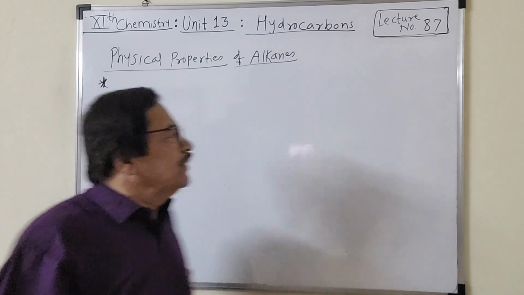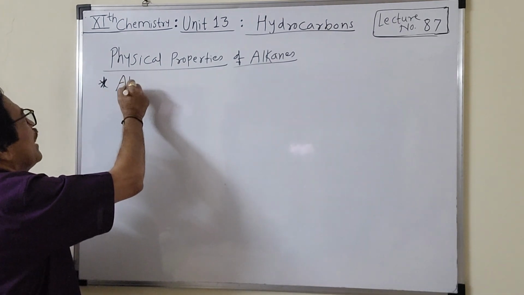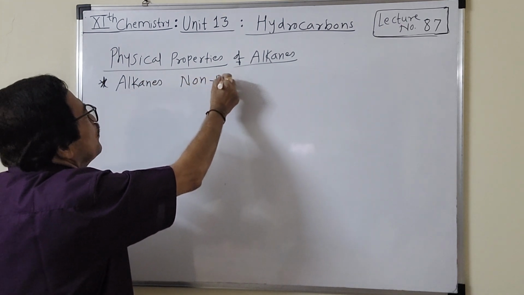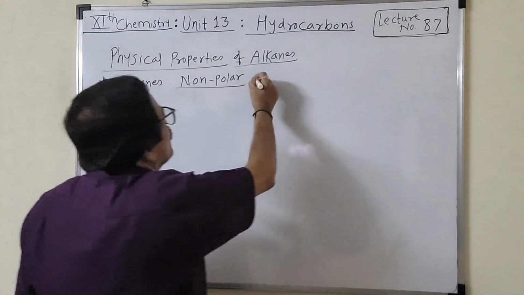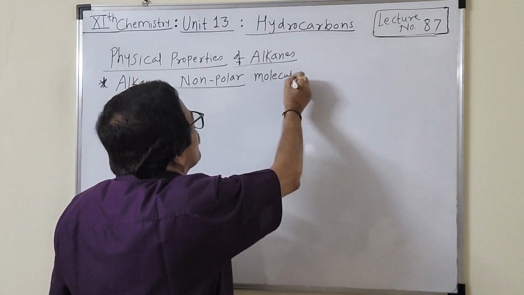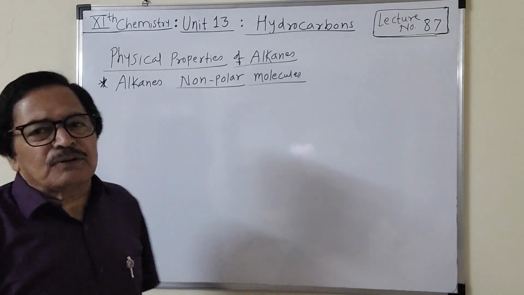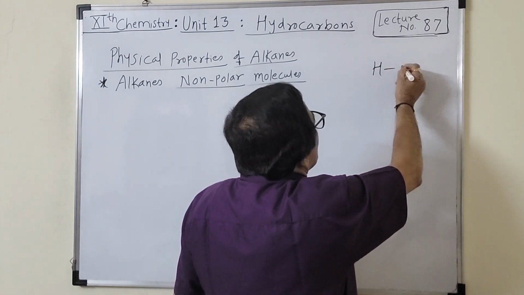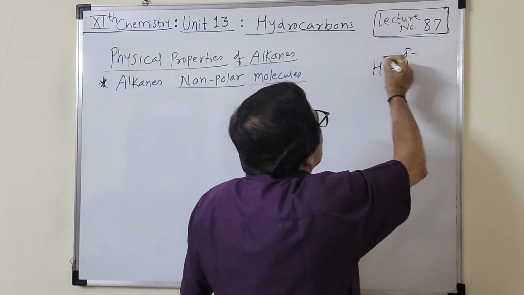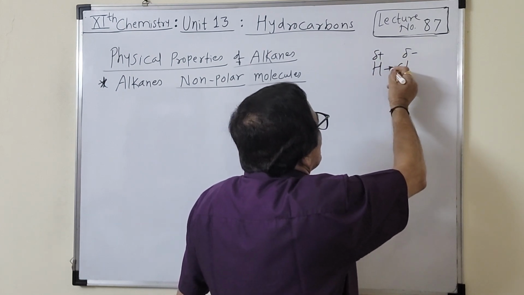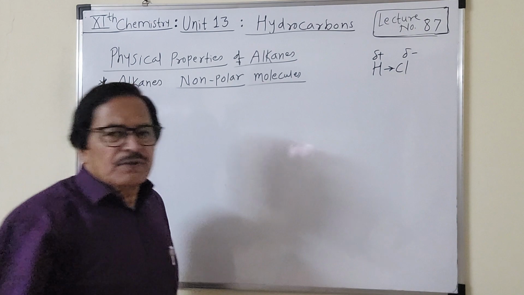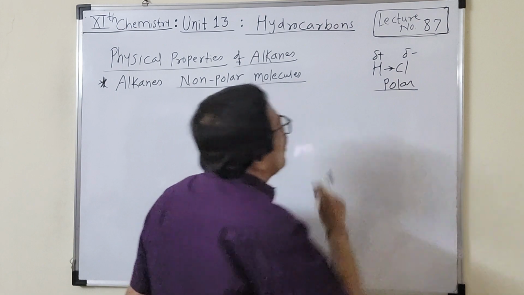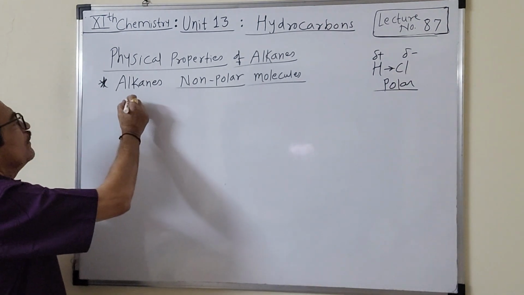Okay. First of all, we will say that alkanes are non-polar molecules. What does non-polar mean? That there is no charge separation. If you take a molecule like NaCl, that is ionic, or HCl, then we find that Cl has a delta minus charge and H has a delta plus charge because of the inductive effect, isn't it? And this is called a polar molecule.